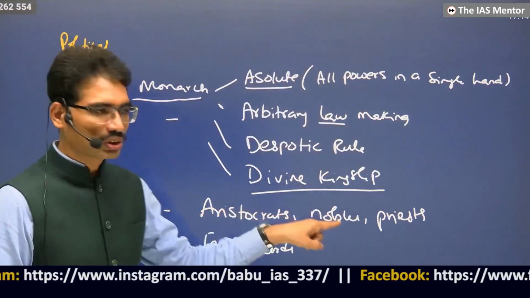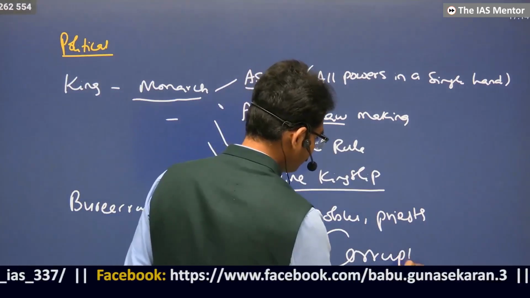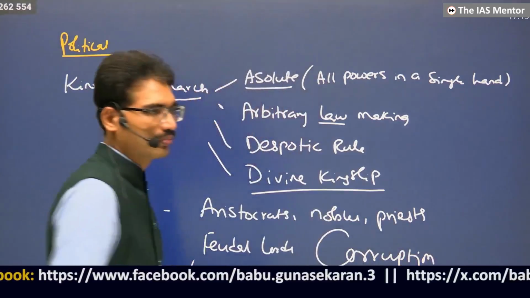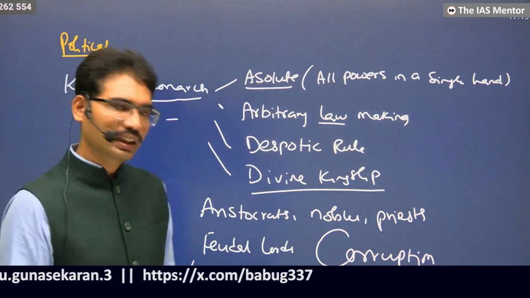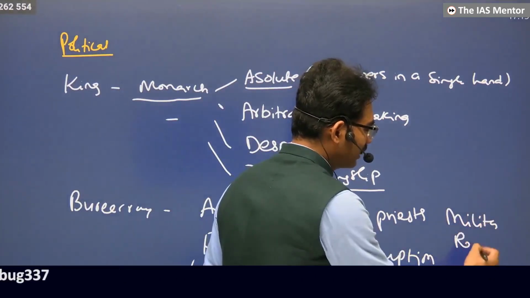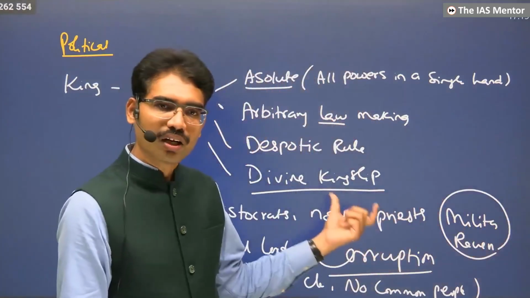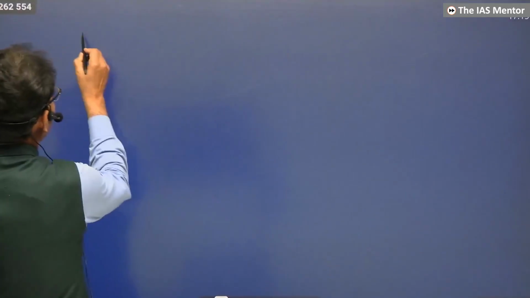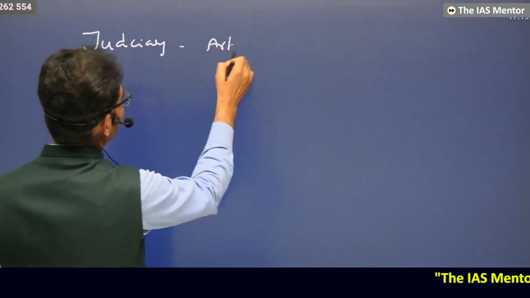And on what basis will these posts be decided? Whoever pays more. Corruption. Whoever satisfies the king's wishes will become the next bureaucrat. They only become military leaders, revenue collectors, judges. They only become all the powerful people within the bureaucracy. Administrative. Next, political.